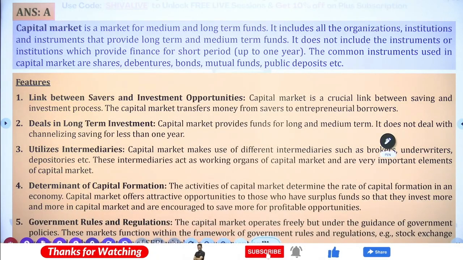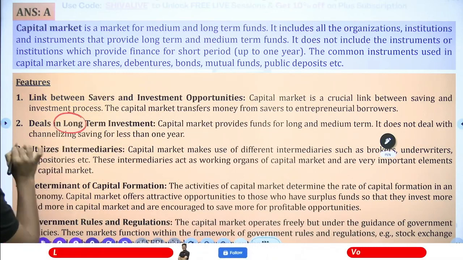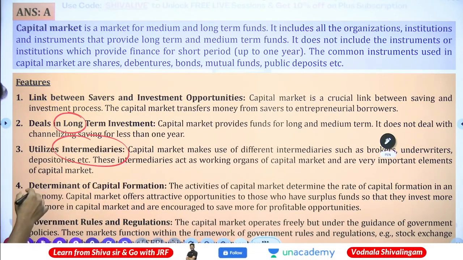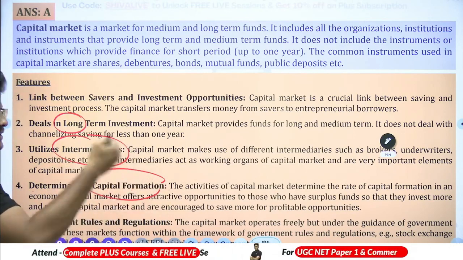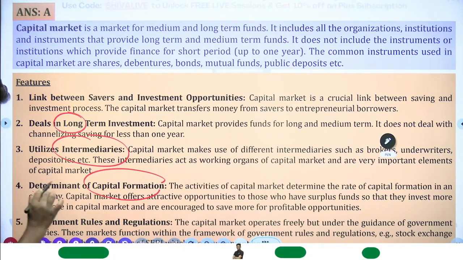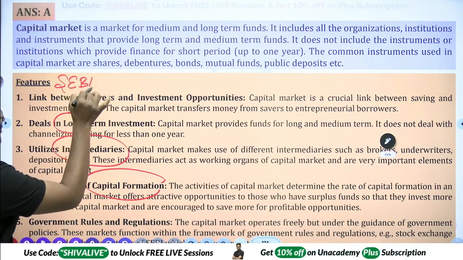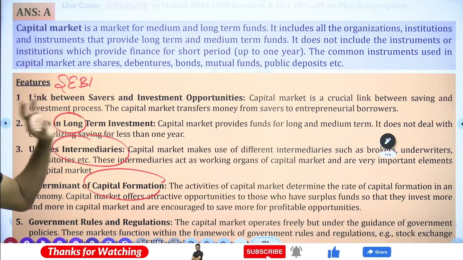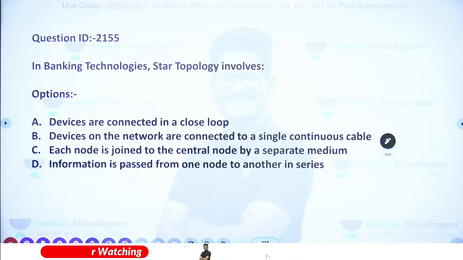You can look at the features of the capital market: it is a link between the savers and investment, and deals only in the long term, because short term is the money market. It utilizes intermediaries like brokering companies. It is a determinant of capital formation because it is the main market procuring capital for big ventures. Government rules and regulations like SEBI regulation are there. We need to follow the Securities and Exchange Board of India Act to execute the capital markets, because capital markets are controlled under SEBI.